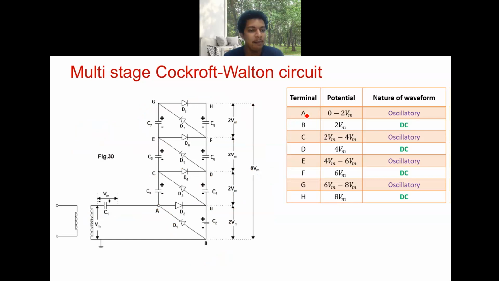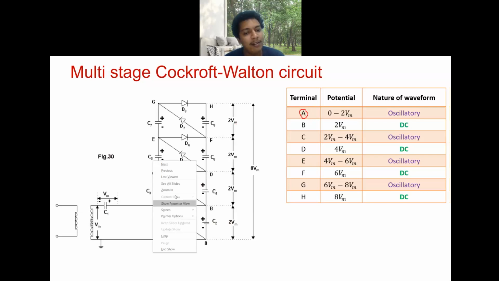So the main point to understand here is that at point A, from your first lecture, you already know that your voltage is varying from 0 to 2 Vm. That is given here, 0 to 2 Vm, and it has an oscillatory nature. It means your AC voltage is varying from 0 to 2 Vm. And at point B, we have a constant DC voltage of 2 Vm.